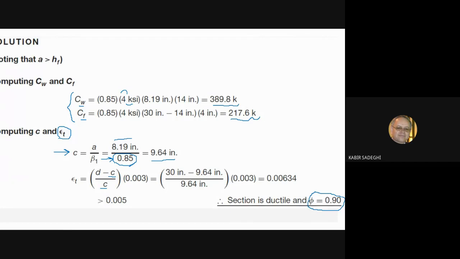epsilon t, the strain at C. We find a strain of about 6 per 1000, which is greater than 8.5 per 1000. It means this section is ductile and phi is 0.9. Therefore, we can calculate Mu, the ultimate design moment.